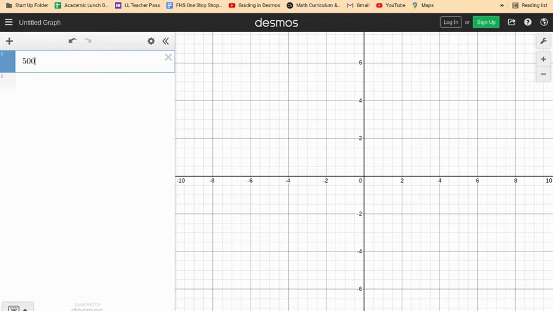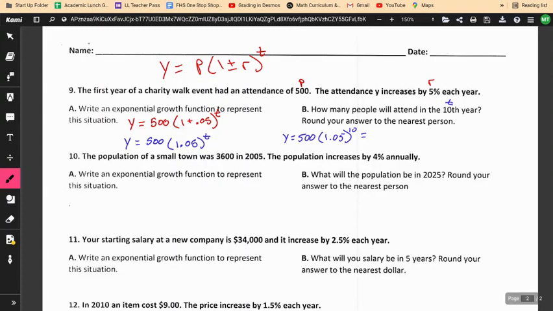So if I have 500 people times 1.05 raised to the power of 10, I get 814.4445. Okay, so it did ask us to round to the nearest person. So we're just going to say, instead of having an equal sign there, we're going to have an estimated. It's estimated to have 814 people.